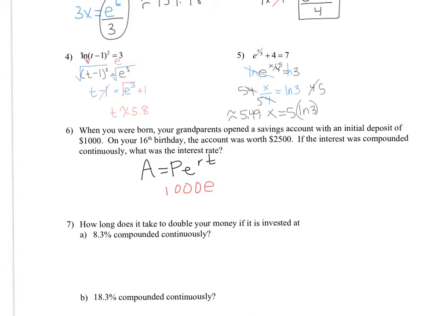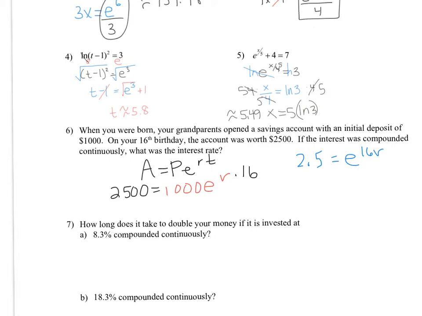We don't know the initial rate, but we know it was in for 16 years. And we know that eventually it was 2,500. So this time we're given A and the initial amount and the time, so we have to solve for r. I would divide both sides by 1,000. So you get 2.5 equals e to the 16r.